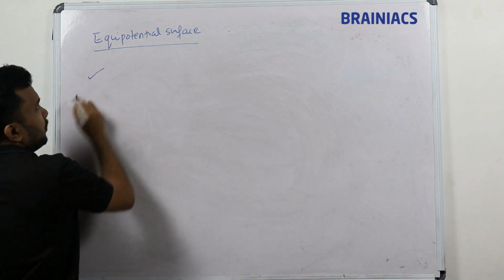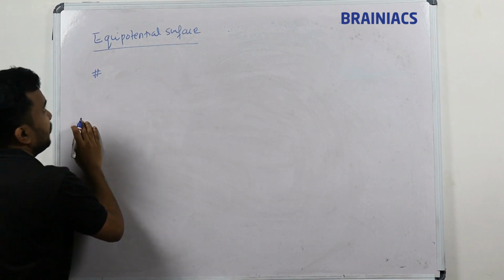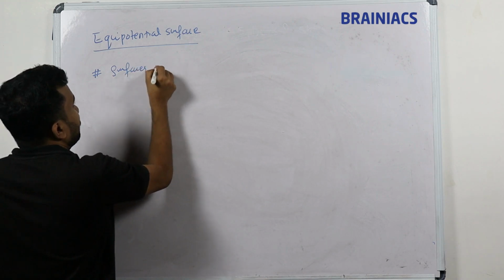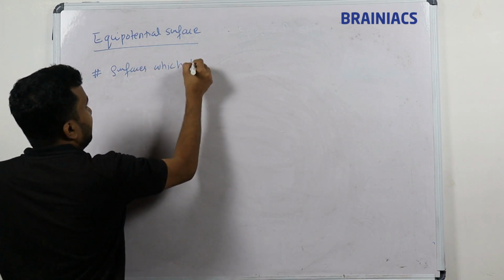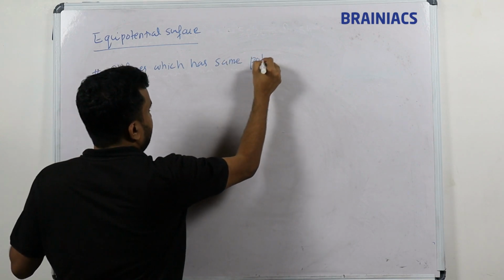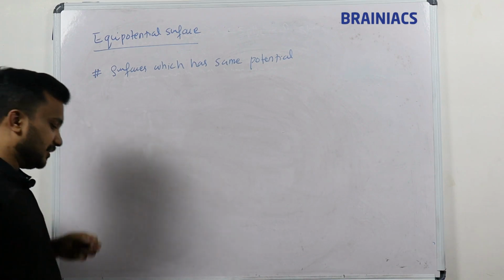So the definition of an equipotential surface is: surfaces which have the same potential are called equipotential surfaces.